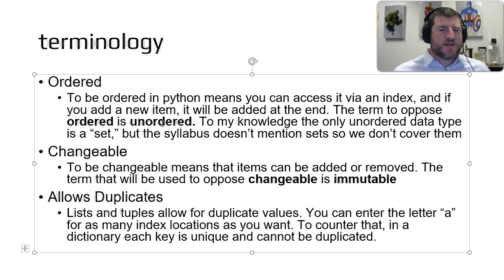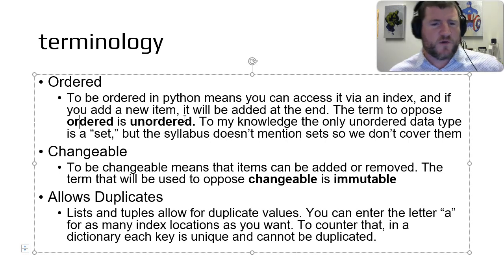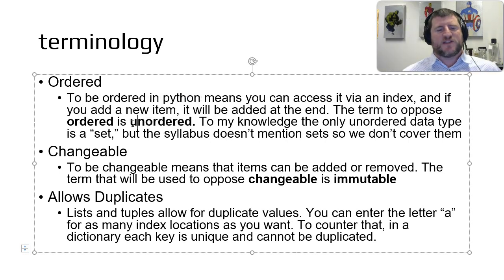Now, there are some data types that are unordered. We don't cover them because they're not necessarily on the syllabus, but there are data types that are unordered, so you can't do things like change the index because it acts kind of weird sometimes.